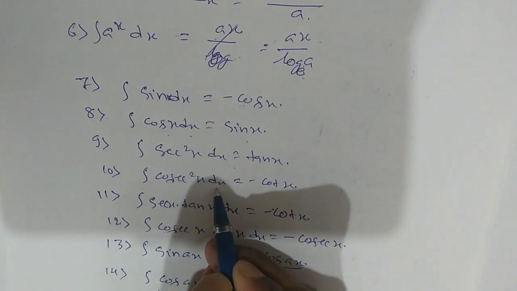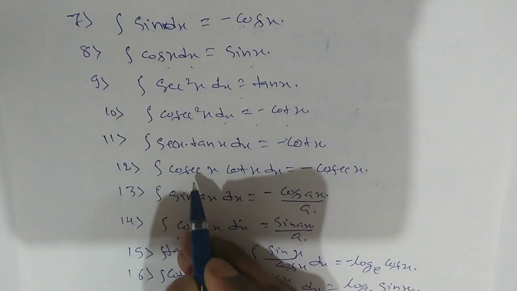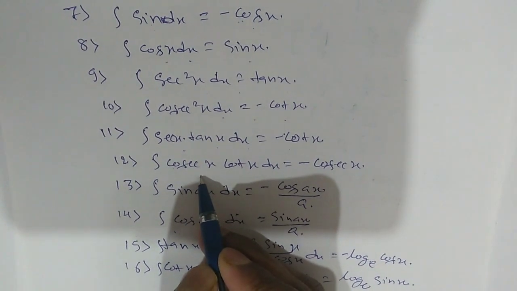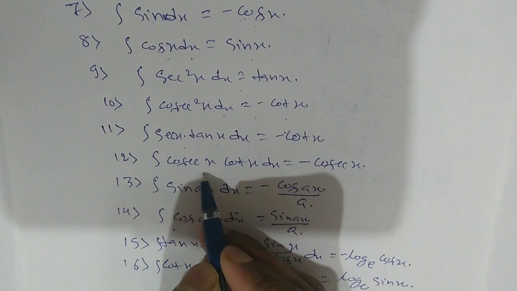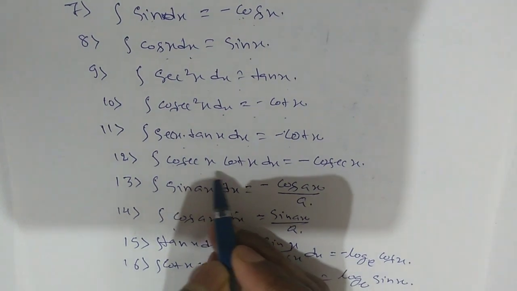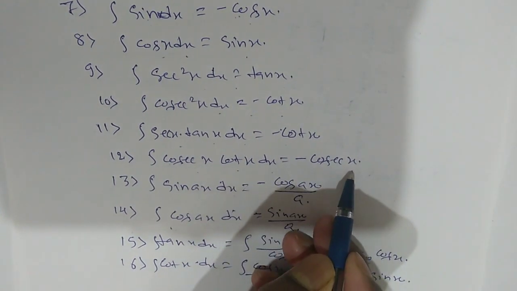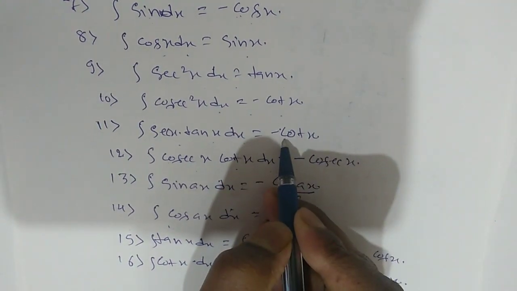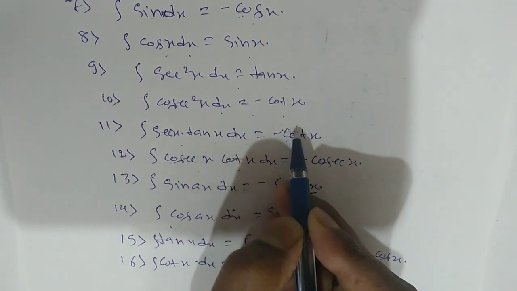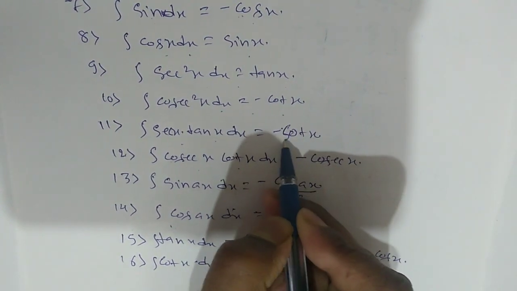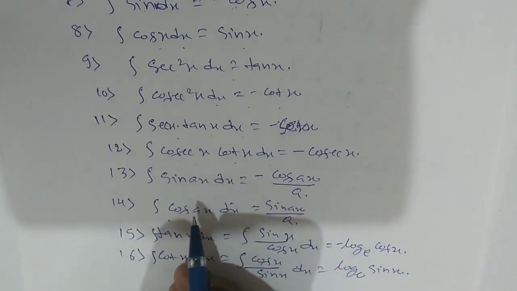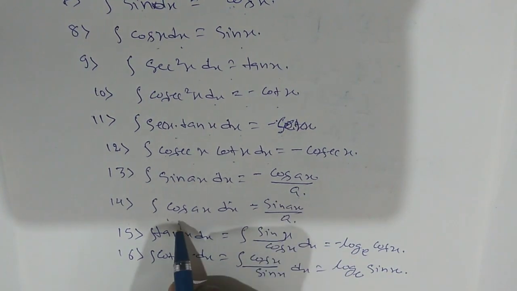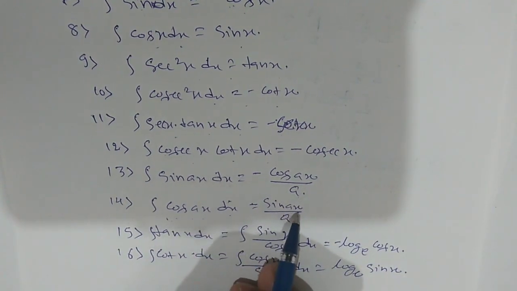Integration of cosec square x dx is minus cot x. Integration of sec x tan x dx is sec x. Integration of cosec x cot x dx is minus cosec x. Integration of sin ax dx is minus cos ax upon a, and integration of cos ax dx is sin ax upon a.